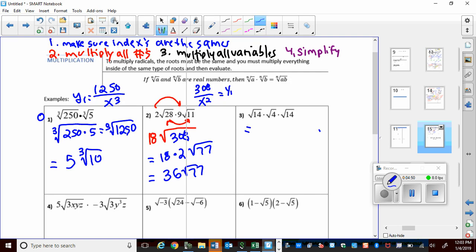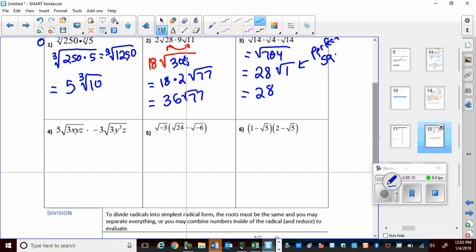So we have the square root of 784. This equals the square root of 28 times 28 times the square root of 1, or just 28. This is a perfect square. All right.